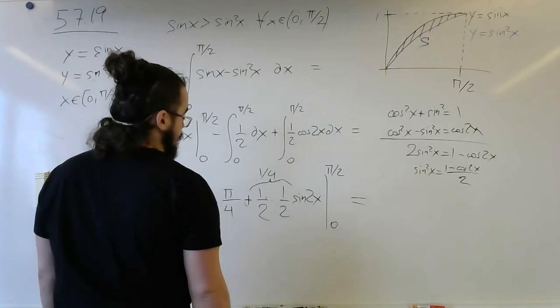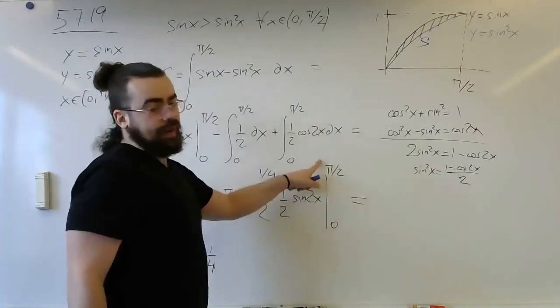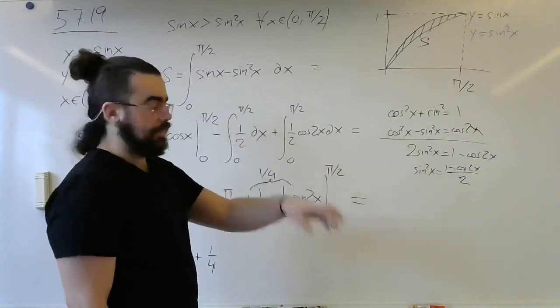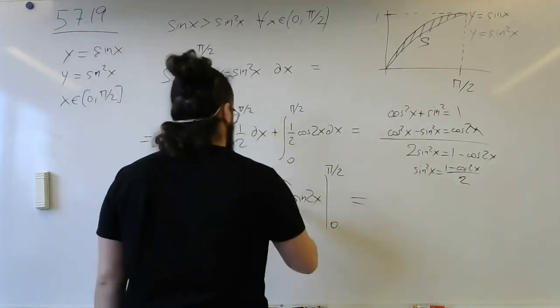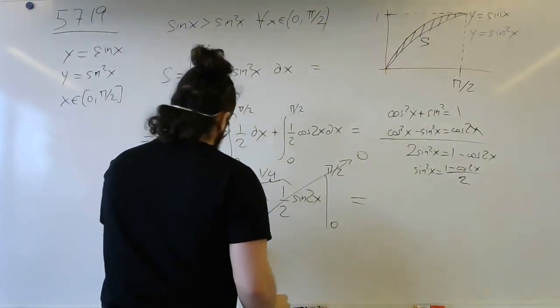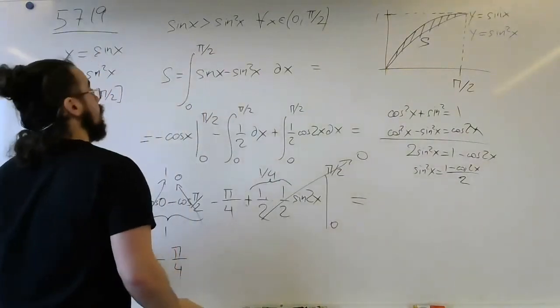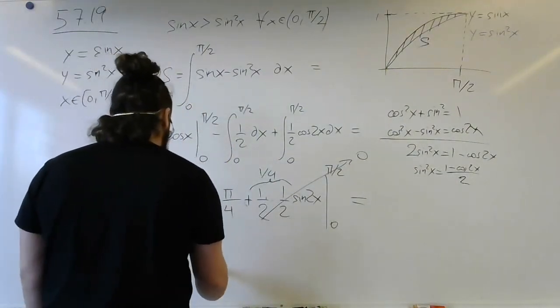So this is 1 minus pi fourths plus 1/4 times the sine of pi, 0, the sine of 0, 0. So the area trapped between those two is 1 minus pi fourths.